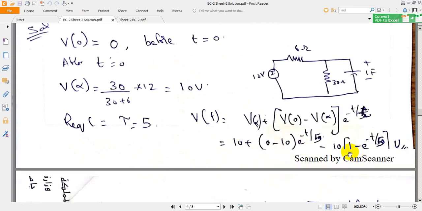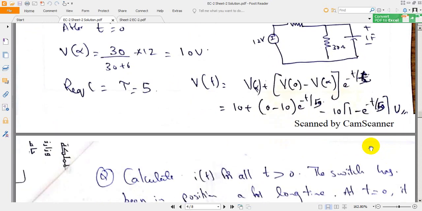So substitute the values: V infinity 10, V naught 0, tau 5. You will get V of t equal to 10 minus 10 e power minus t by tau. You can write it as 10 into 1 minus e power minus t by 5. This value will be your voltage for t greater than 0.